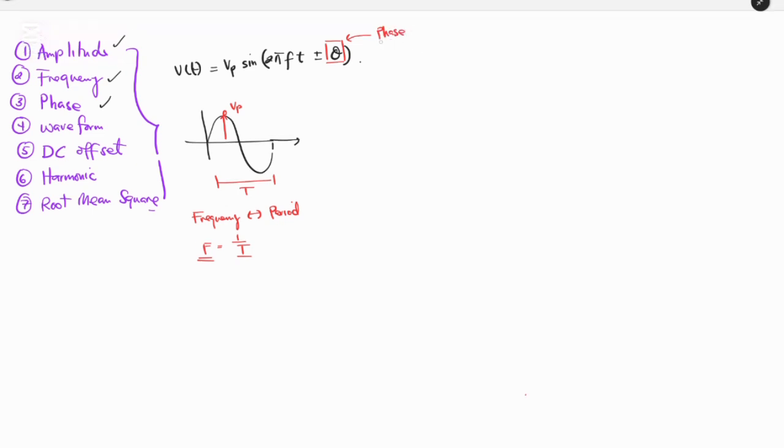Before we go into understanding the phase, this signal V(t), which represents the AC signal, V_p sine, can also be represented as omega t plus or minus theta. Now omega is called the angular frequency, and this angular frequency is given as 2 pi f.